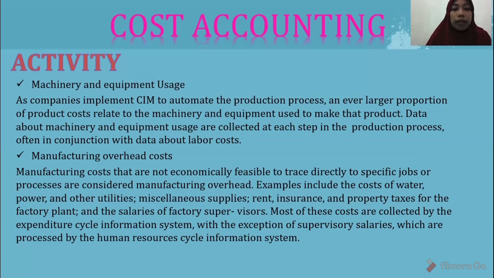Manufacturing overhead costs. Manufacturing costs that are not economically feasible to trace directly to a specific job or process are considered manufacturing overhead. Examples include the cost of water, power, and other utilities, miscellaneous supplies, rent, insurance, and property tax for the factory plant, and the salaries of factory supervisors. Most of these costs are collected by the expenditure cycle information system, with the exception of supervisory salaries, which are processed by the human resources cycle information system.